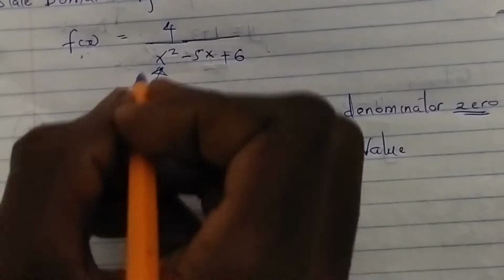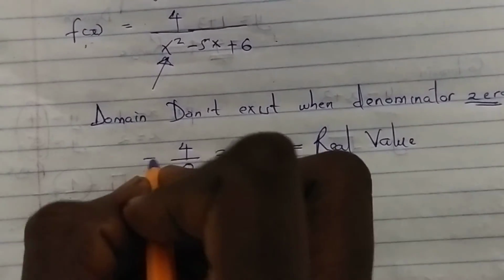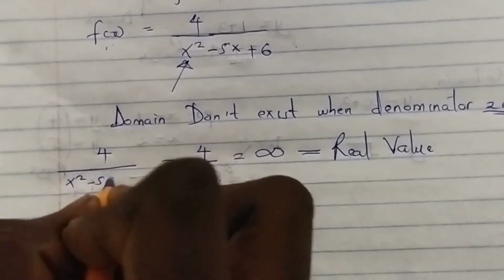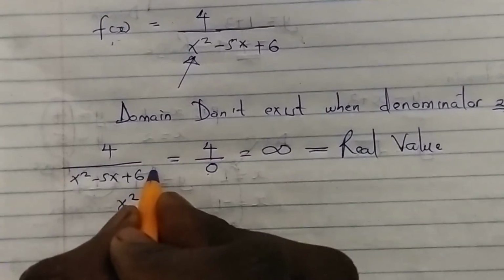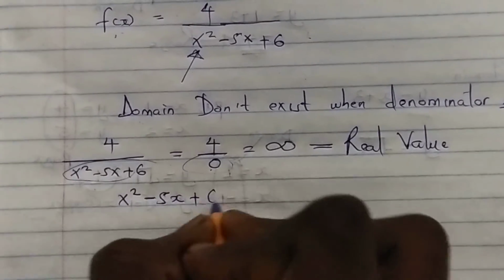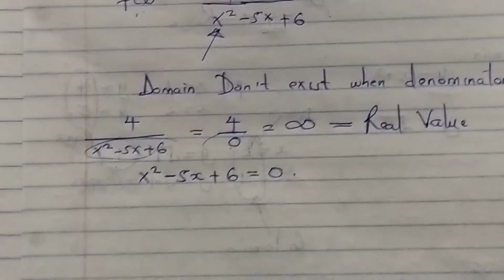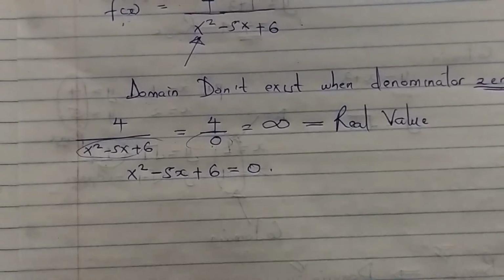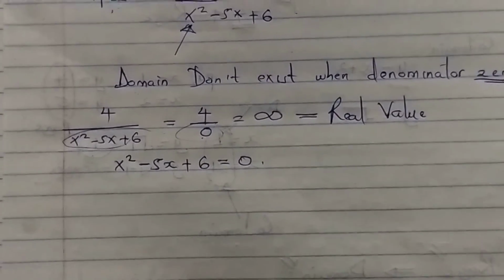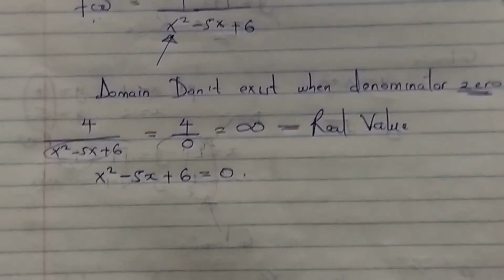So we are going to say, let's find those values. We want to equate the denominator to 0, because we are looking at 4 out of x squared minus 5x plus 6. So we are equating this denominator: x squared minus 5x plus 6 is equal to 0. Now there are various ways of solving this quadratic equation. You can use factorization, you can use quadratic formula, you can use completing the square. Of course, that we can do in the next video that we are going to make.